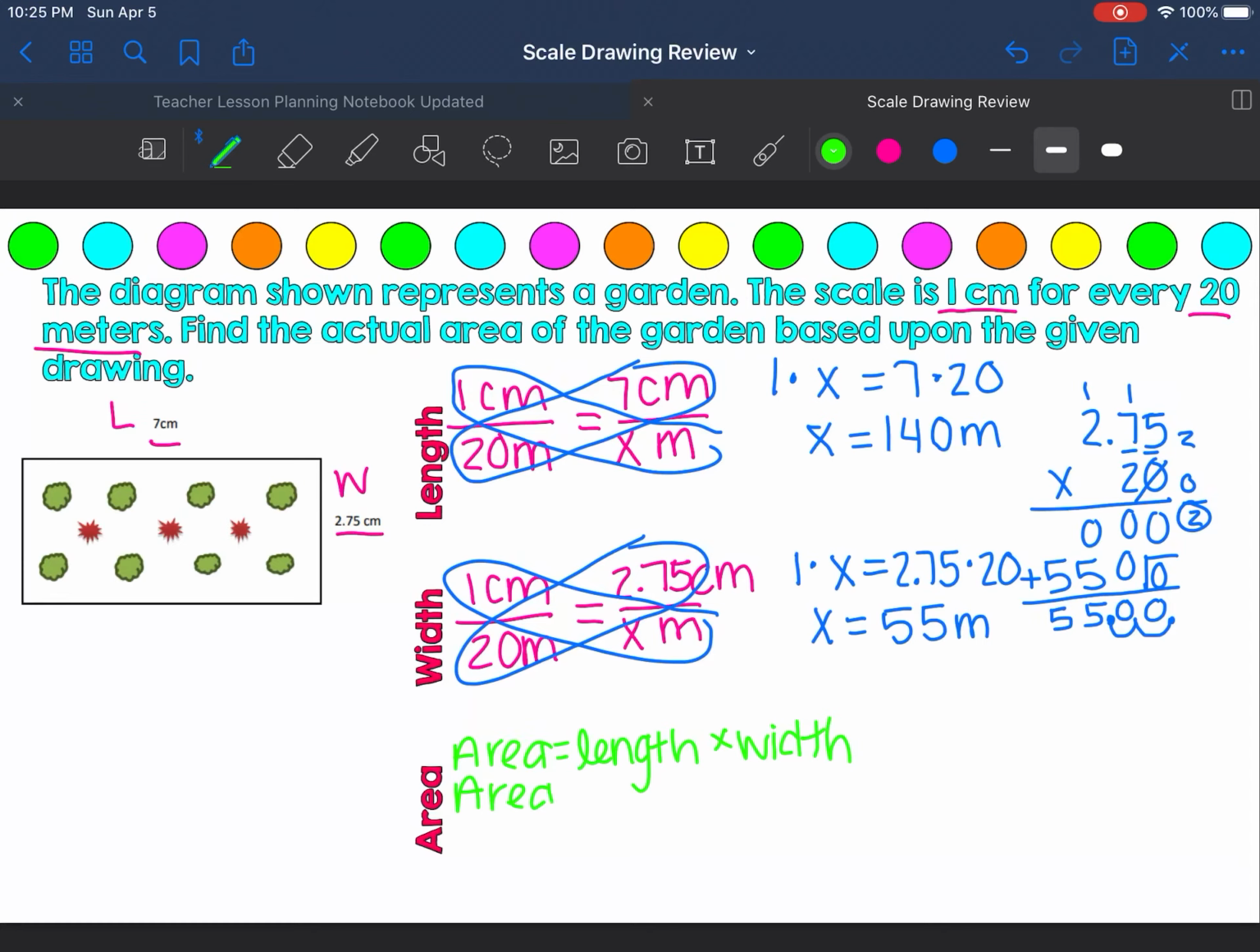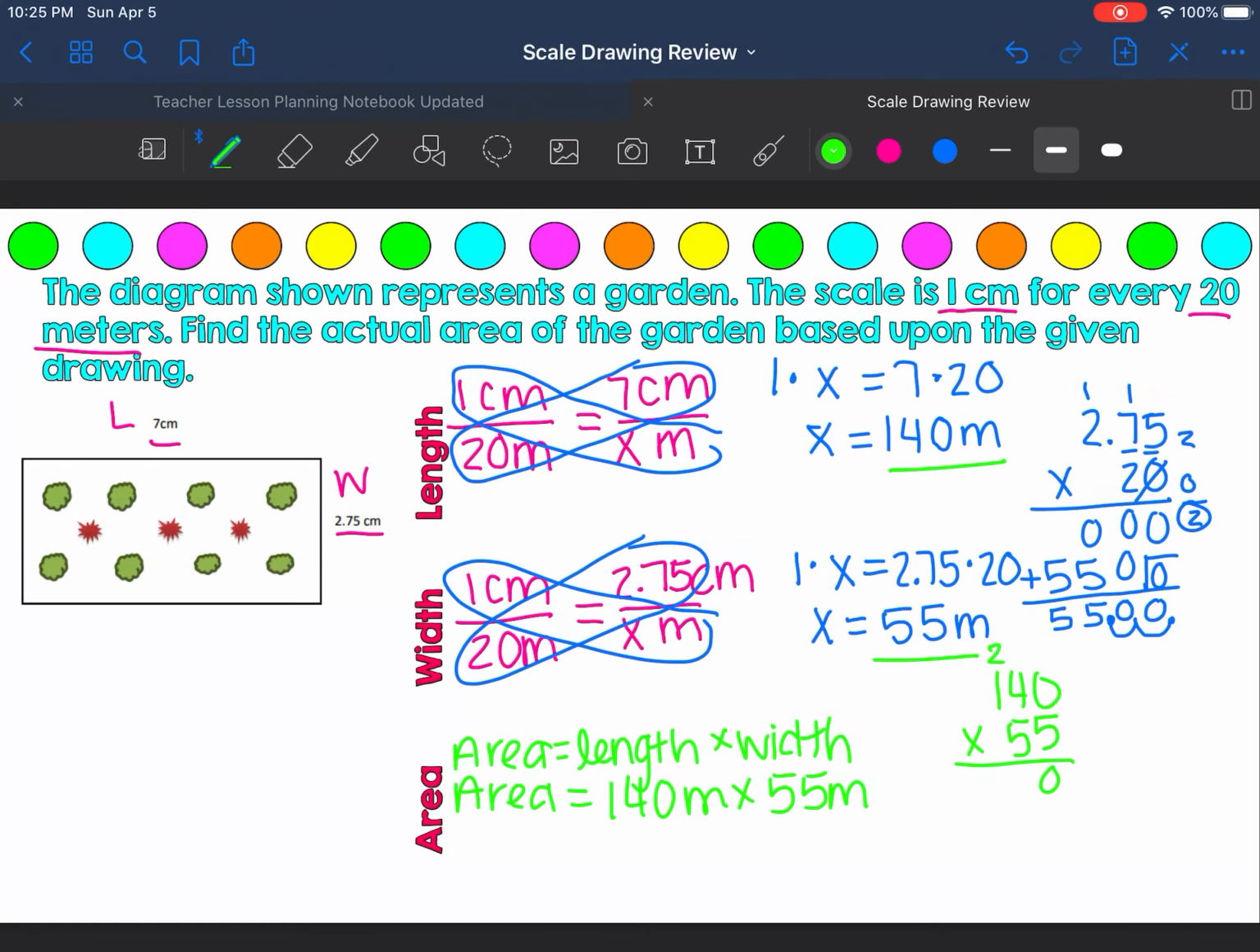So all you have to do is substitute your numbers or plug them in. So the length that I found was 140 meters, and the width that I found was 55 meters. So I'm going to come over here and I'm going to do 140 times 55.